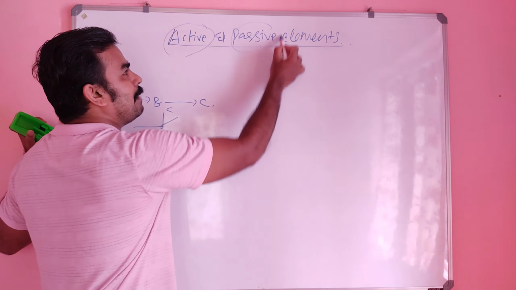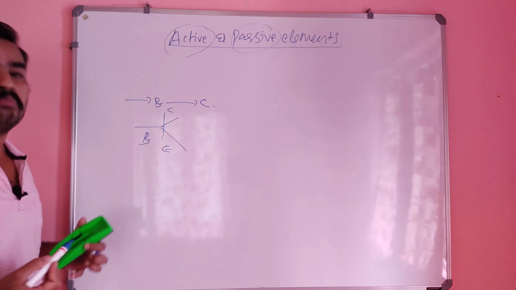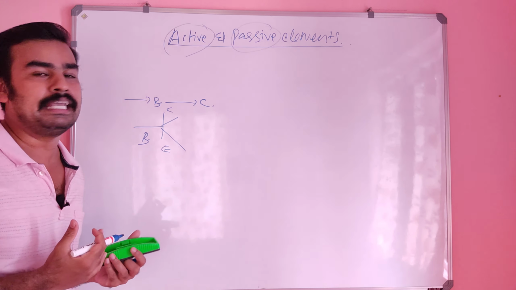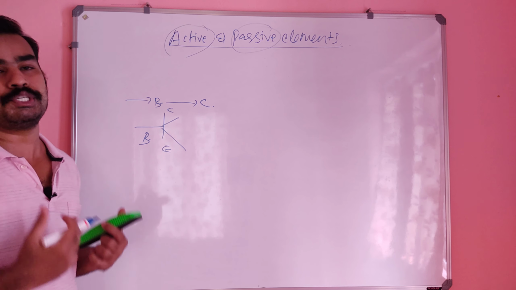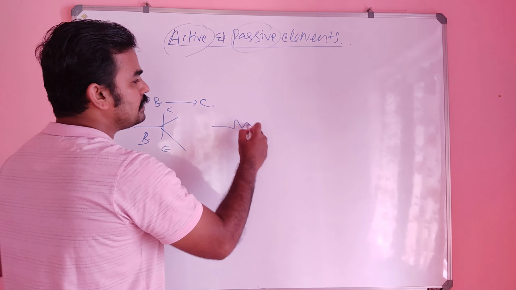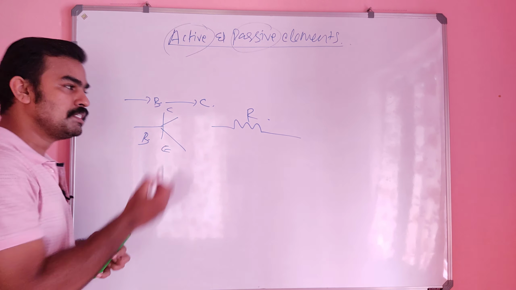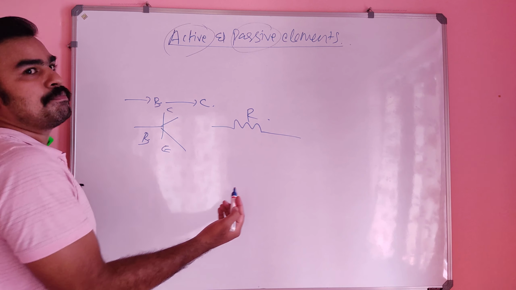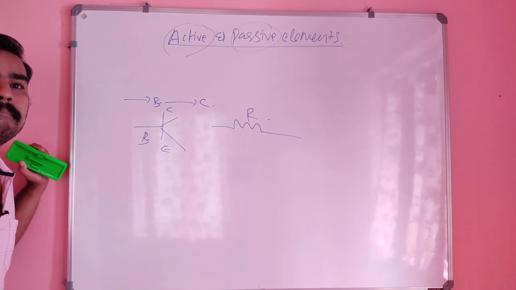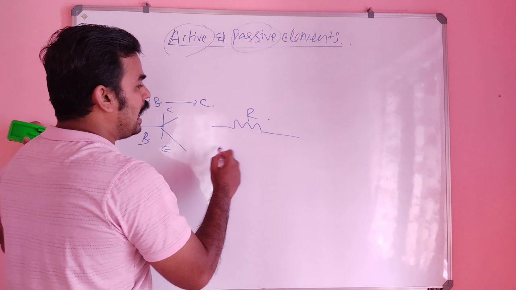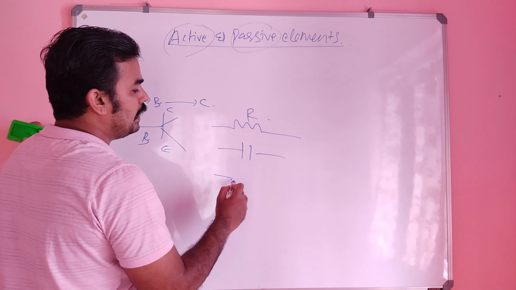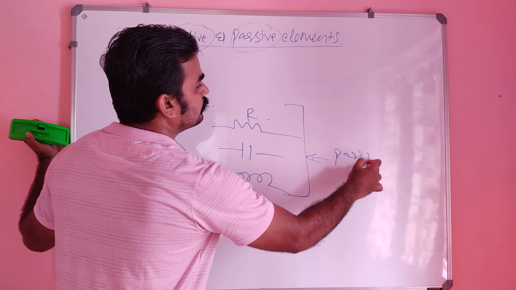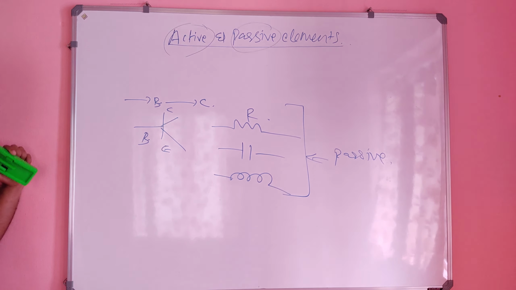Similarly, what is meant by a passive element? A passive element means an element that consumes energy. For example, a resistor is a passive element because it consumes energy, it absorbs energy. An inductor is a passive element, a capacitor is a passive element. So R, C and L all are under the category of passive elements.